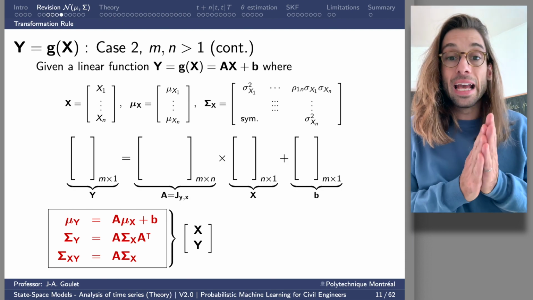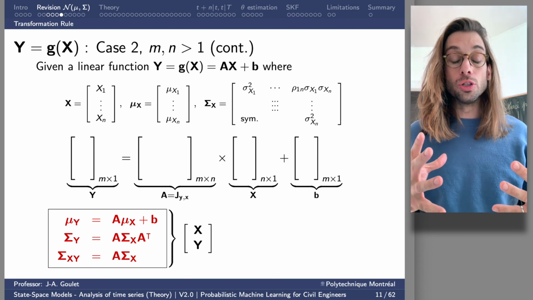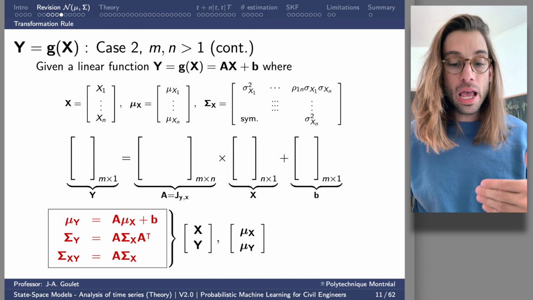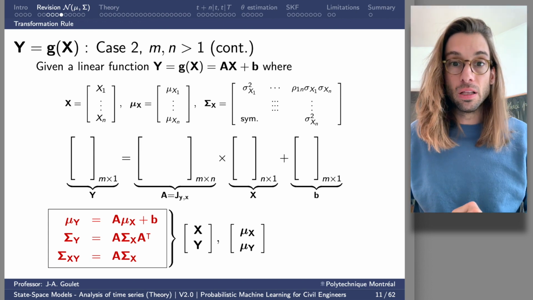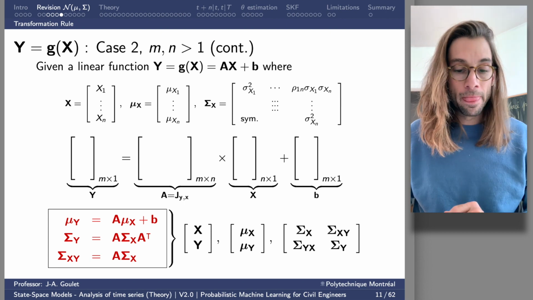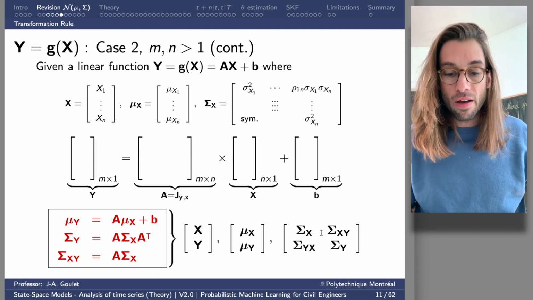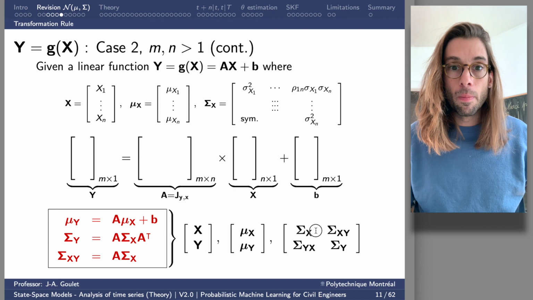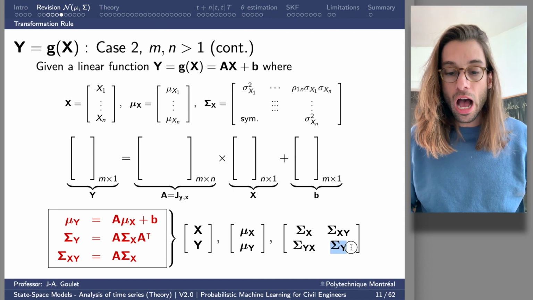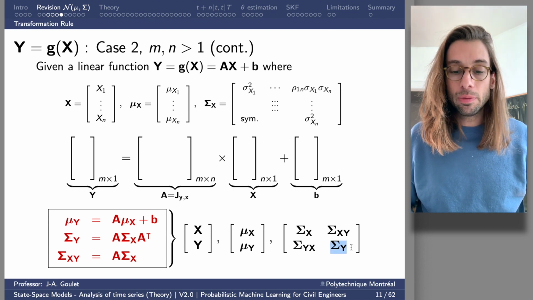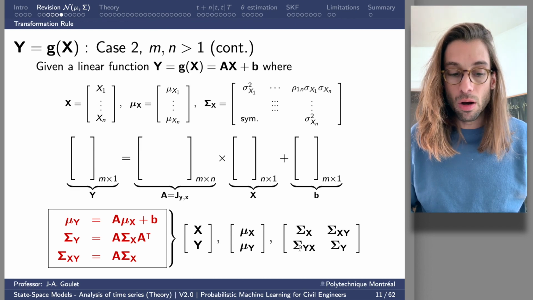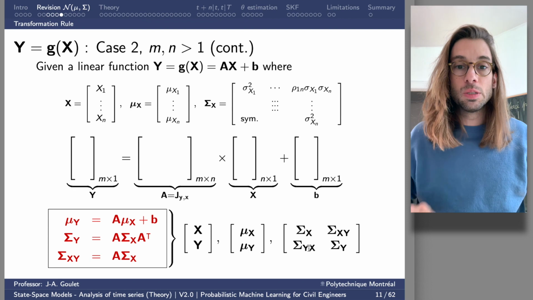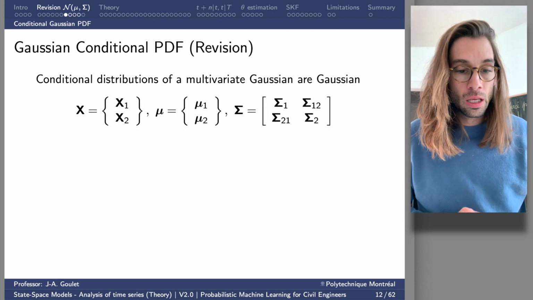So at the end, I can represent my entire joint knowledge for both x and y by concatenating together my expected vectors and my covariance matrix. So here I have sigma x, my covariance for my input, sigma y, my covariance for my output, and my cross covariance, where sigma x,y and sigma y,x are simply the transpose of each other.